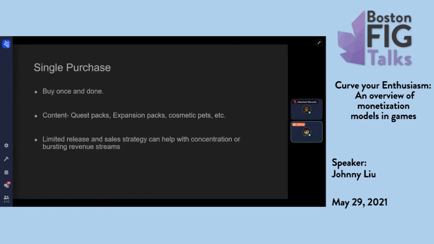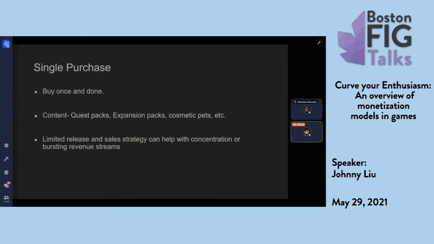You can do a limited release or a sales strategy. So very often you'll see games will be like, oh, well, this is on sale, right? For like 20% off, 30% off. Steam does this a lot with their Steam summer sales and everything. Everyone will do a Steam summer sale or holiday sale, and it'll be a really big discount for a short amount of time. And that concentrates people into certain windows to get a sudden burst of your revenue stream.